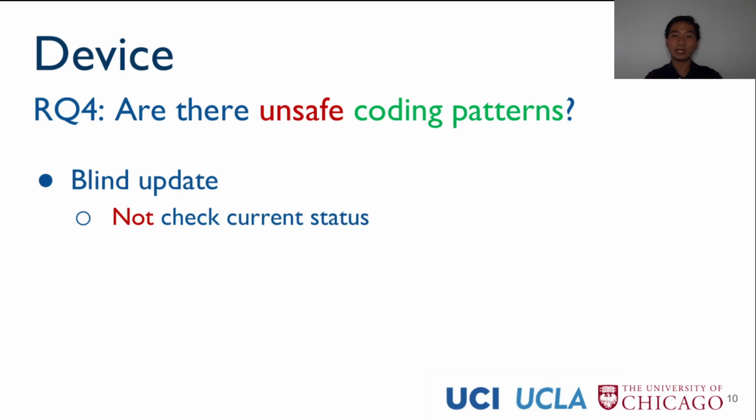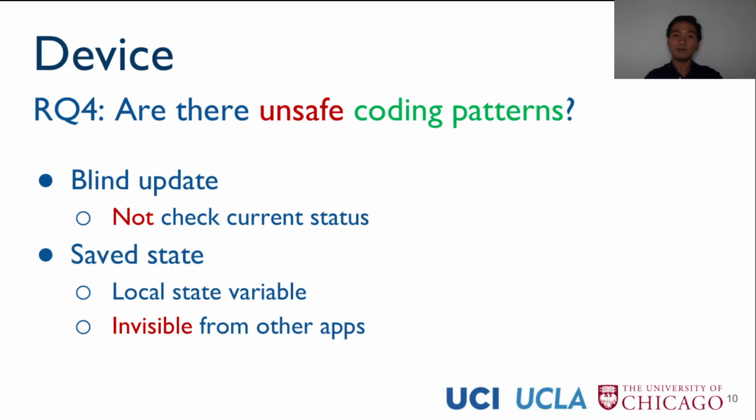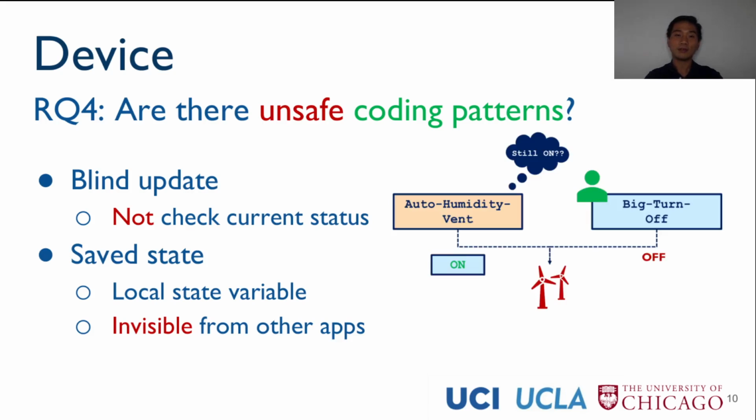First, we found a pattern called blind update. An app performs updates to a device feature without first checking the most up-to-date state of the feature. And saved state, where an app uses a local state variable to keep track of the state of the device feature, and this local state variable is not visible from other apps. In our previous example, checking the current status of the fan can actually help the auto humidity vent app verify that its local state variable is consistent with the actual device state. The next time the sensor reading indicates that the auto humidity vent app has to turn on the fan, it will continue functioning as it checks the actual status and realizes that the fan is actually off.